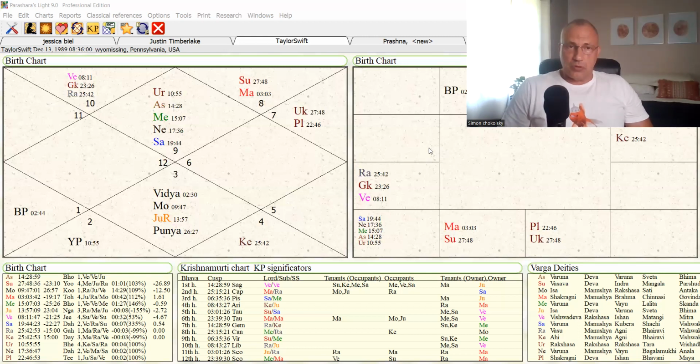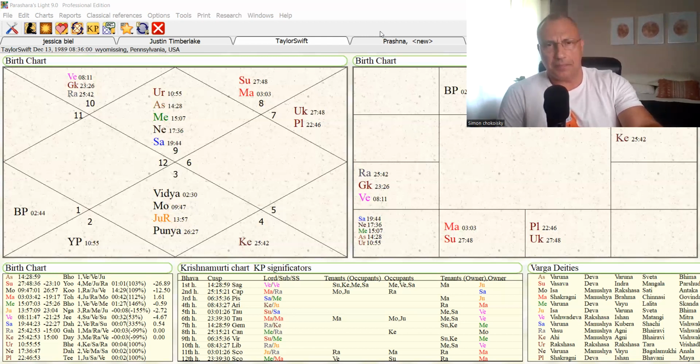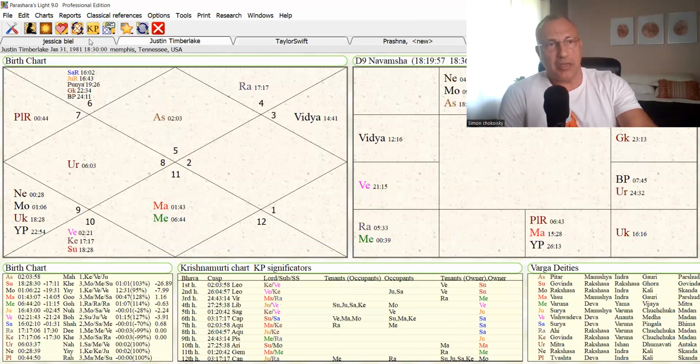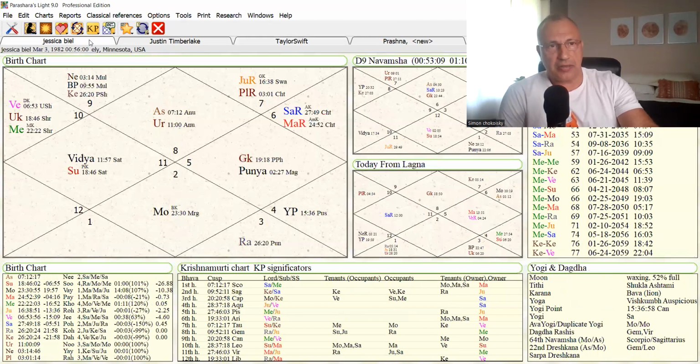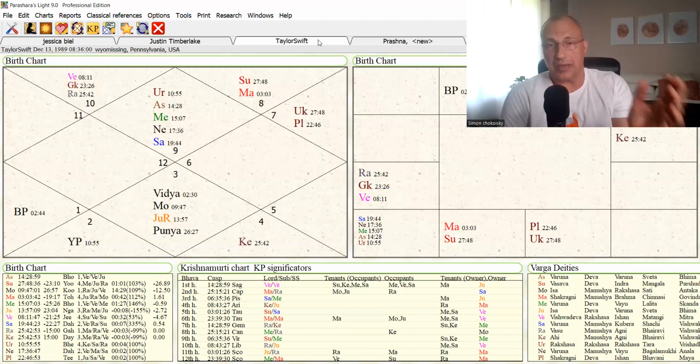And the more you learn Vedic astrology, the more hopefully you'll appreciate the value that it can add by giving you an insight into what's possible for a person. And I have, for example, I wasn't planning on talking about Justin. I had Justin and his wife, Jessica Biel, because I was doing a compatibility video and looking at their compatibility. And that's another thing we can gauge.